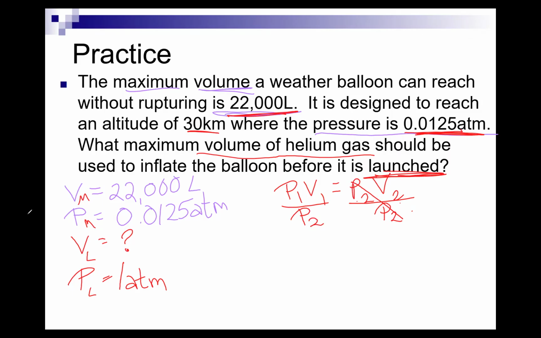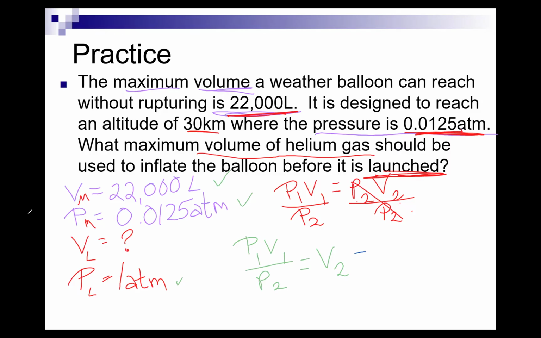So now we have P1V1 over P2 equals V2. So now we can solve for V2. We have V1, P1, and we have P2 here. So let's plug it all in.